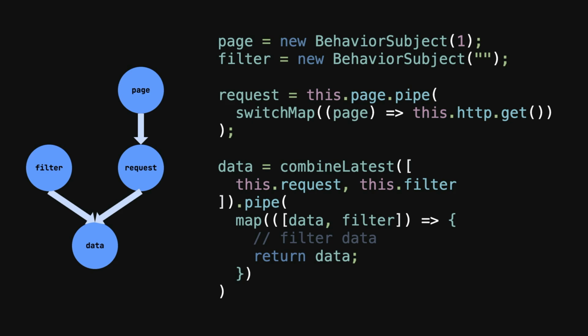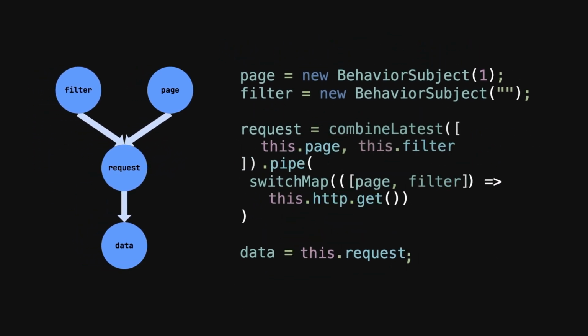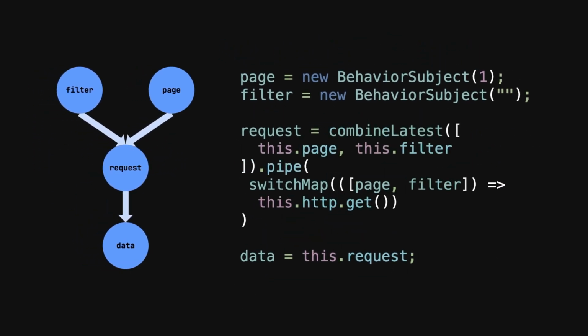In this case, we would need the filter declaration to live above the request declaration in our reactive graph. Now, if either the page number or the filter changes, we want to trigger a new request to the database, which will use both the current page number and the current filter values to retrieve the appropriate data, which will then be passed on to our data declaration.